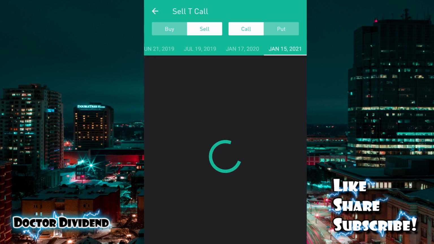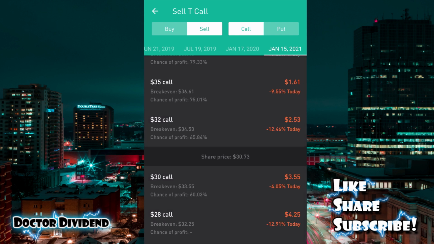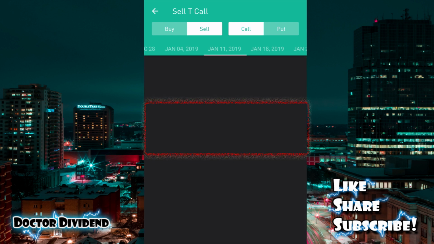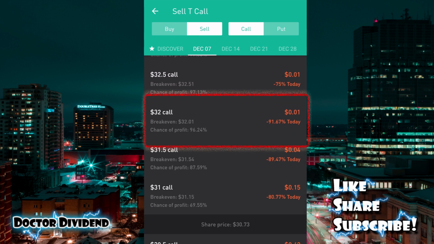If we take a look at that date, you'll see that the options premiums go up quite a bit as well. $2.53 per contract for a $32 call. If we go back all the way to December 7th here, you'll see that $32 call is simply a penny, just because of the risk associated with that time point that far into the future. The more risk, the more reward you get with these types of options contracts.